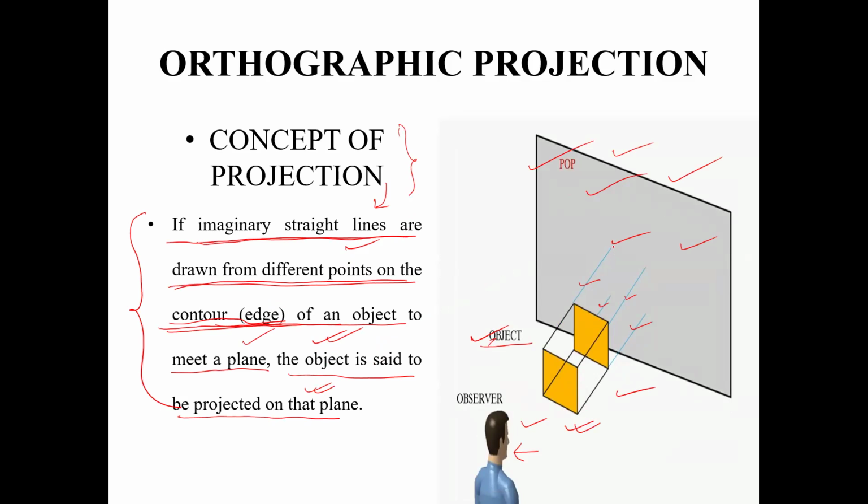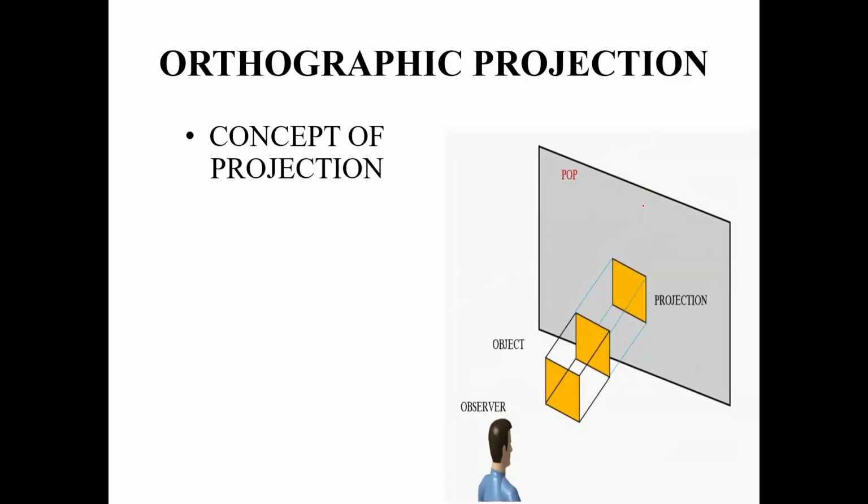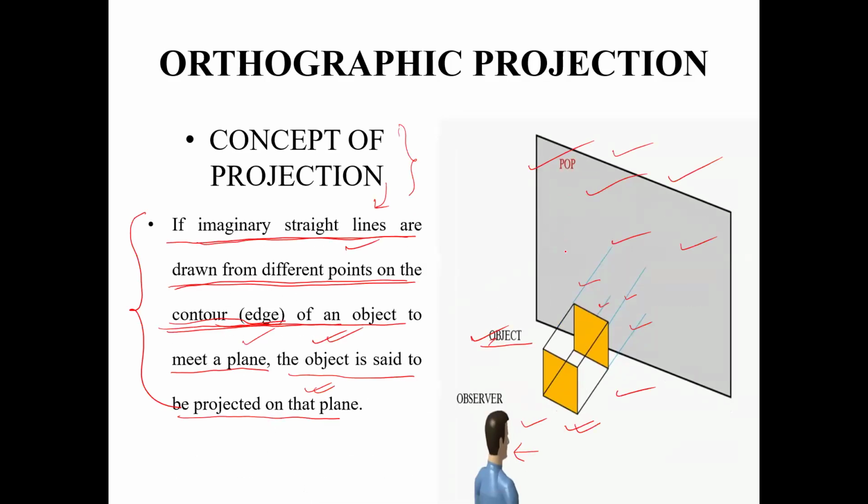Now, all these imaginary lines are hitting this plane at different points. See, all these imaginary lines which are originating from the object, they are hitting the plane at different points.